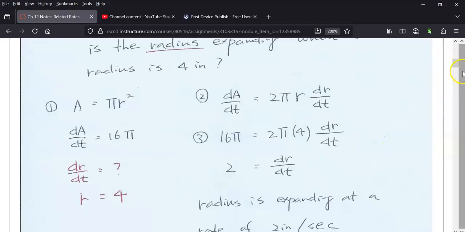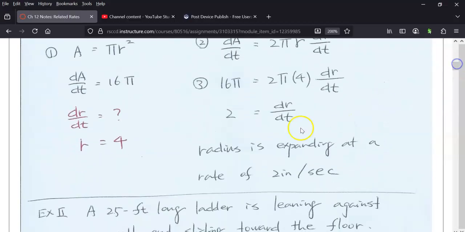So our dr/dt will equal 2. So to answer the question, the radius is expanding at a rate of 2 inches per second when the radius is 4 at this circular pool.